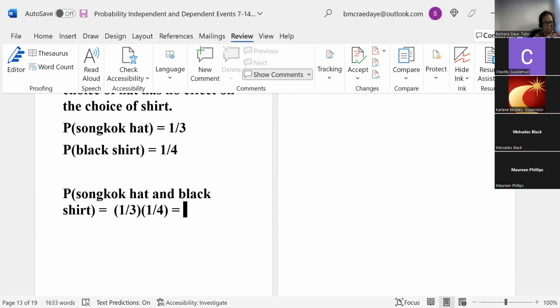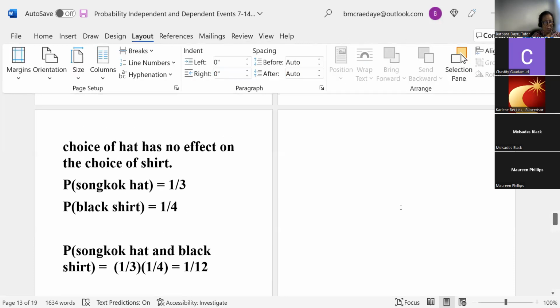What? Numerators is 1 times 1. Denominators are 4 times 3. So what's the answer? 1/12. That's right. So the probability of that Indonesian hat that they call a sangkak hat and the black shirt will be 1/12.